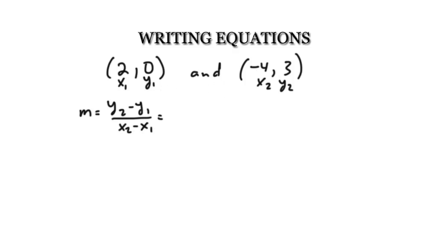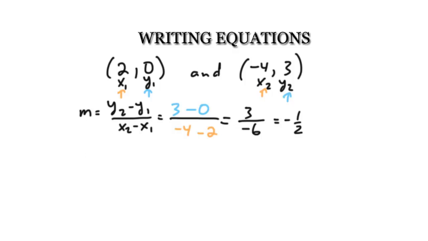So this is going to be, the y2 and the y1, 3 and 0 respectively. So it's going to be 3 minus 0. And then we have x2 is negative 4 and x1 is 2, so it's going to be negative 4 minus 2. Just be careful with the negatives, watch out for them. And now let's do this out. We'll get 3, and that's negative 4 minus 2, so that's negative 6, which reduces to just negative 1/2.